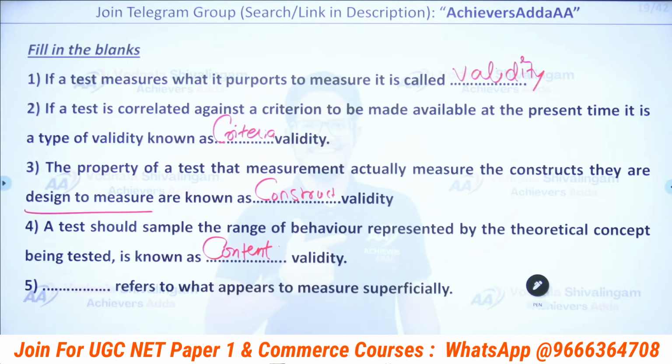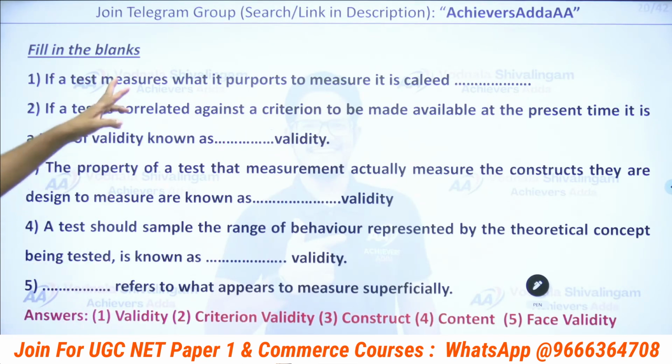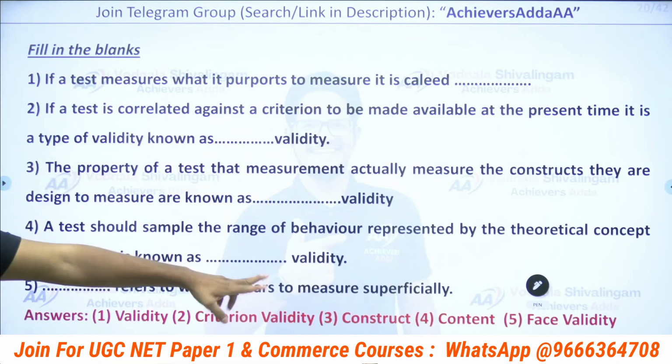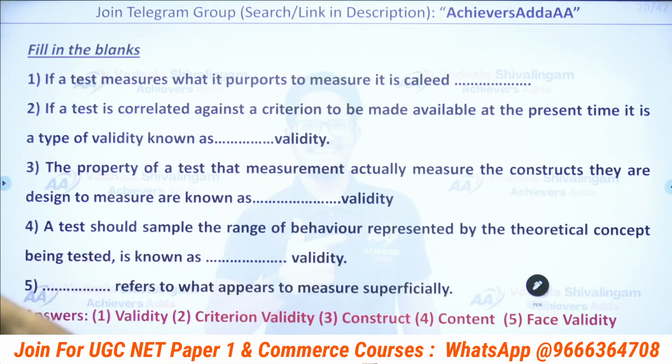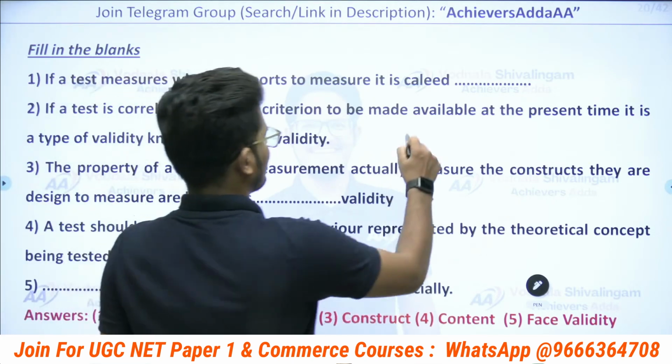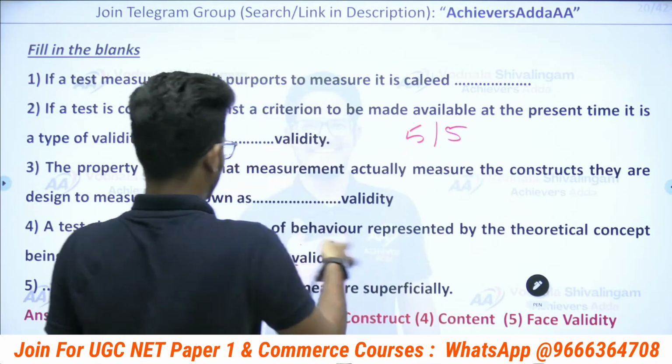Fifth one, please. This is face validity. Now look at the answer. First one validity, second one is criterion, third one construct, fourth one content, and face validity final. Clear? Who got 5 by 5? Please type 5 by 5.